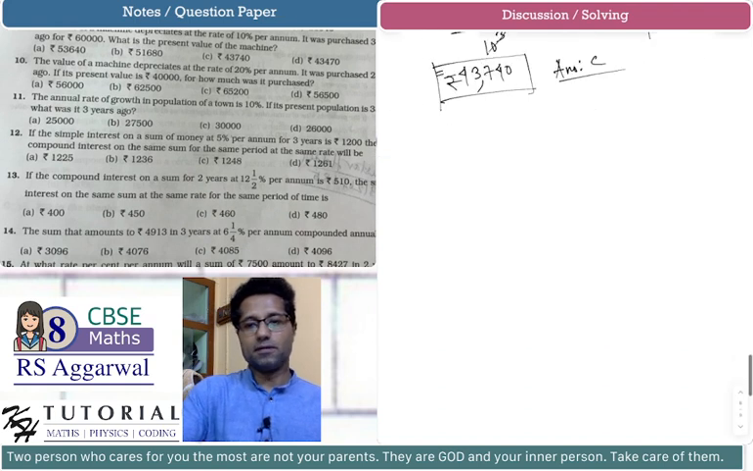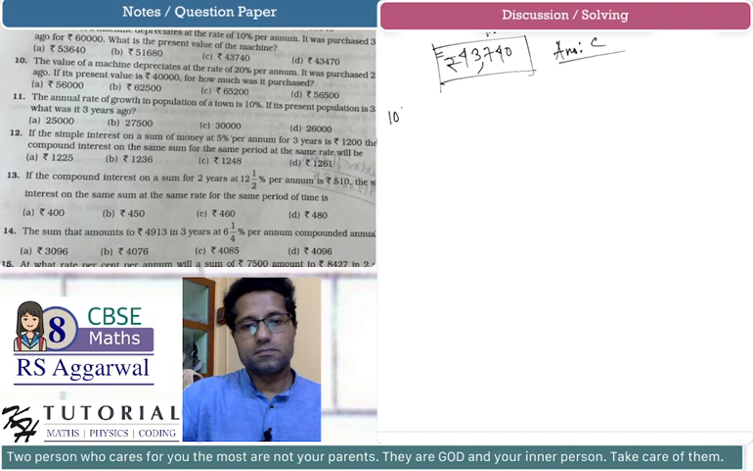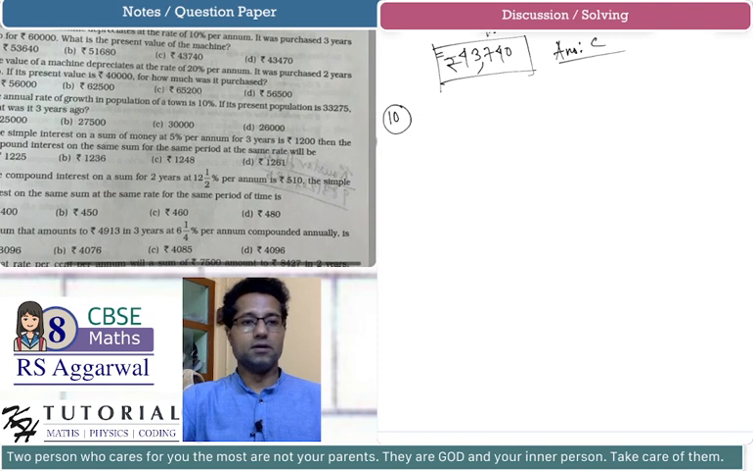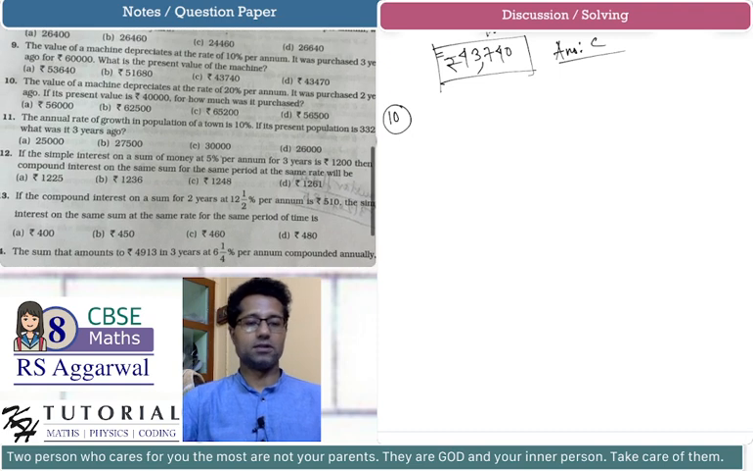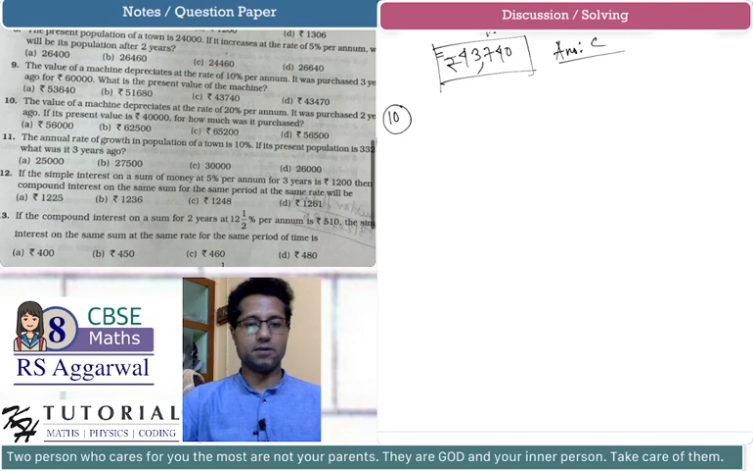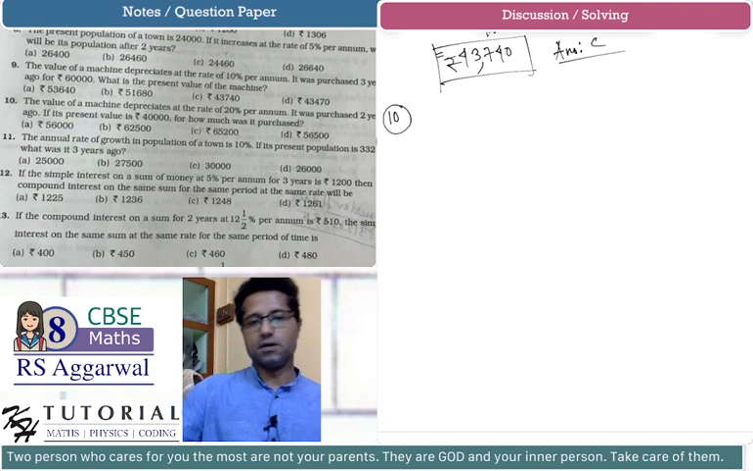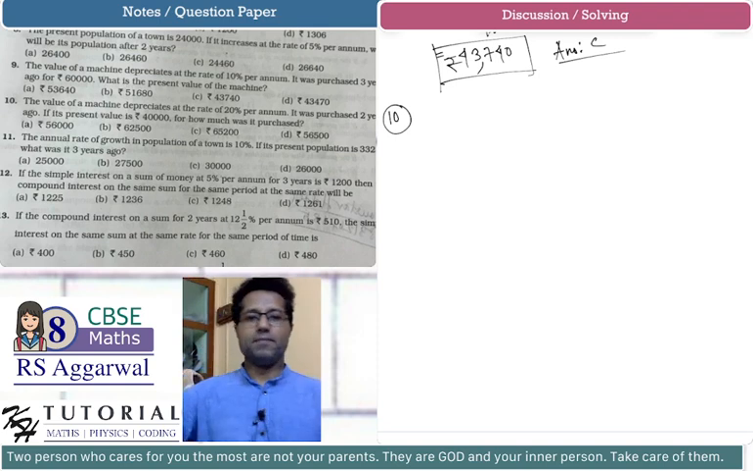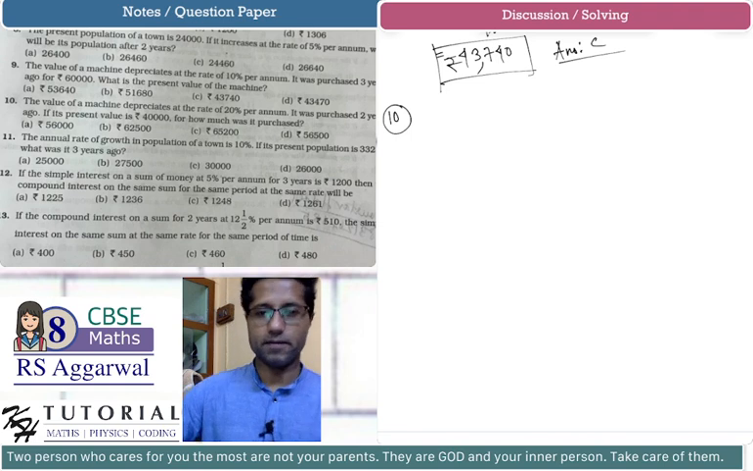Let's do problem number 10. The value of a machine depreciates at the rate of 20% per annum. It was purchased 2 years ago. If its present value is 40,000, for how much was it purchased? So in this case, the amount A is given, and we have to find P. Why? Because it is given that the machine was purchased 2 years ago, and the present value is given. Present value means the value after 2 years. That means A is 40,000. We have to find P.